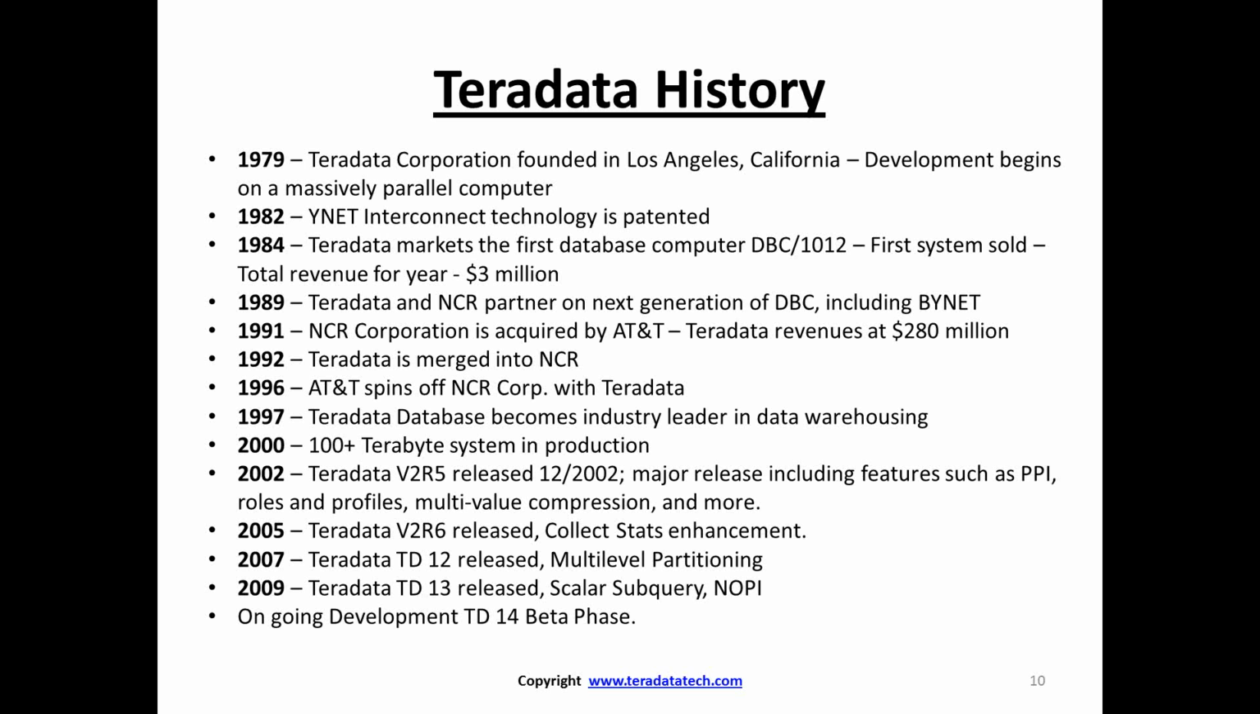That is the first commercial release in which they released various features like PPI, partition primary index, profiles, roles, and compression logic. The main features of Teradata were released in this V2R5, and this is one of the biggest releases since 1979. After V2R5, in 2005, they released V2R6. This is another version change, and here they introduced a collect stats mechanism. This mechanism is used for optimization. They introduced it in V2R6.